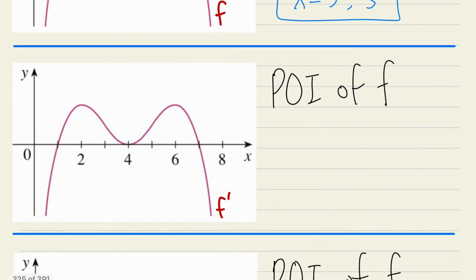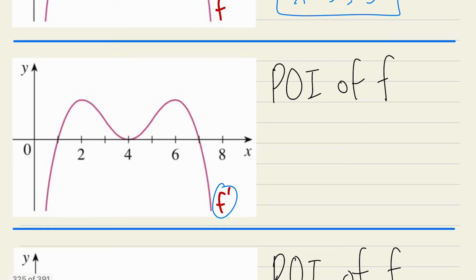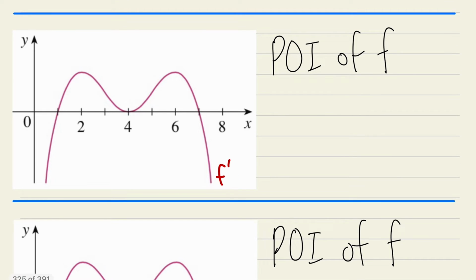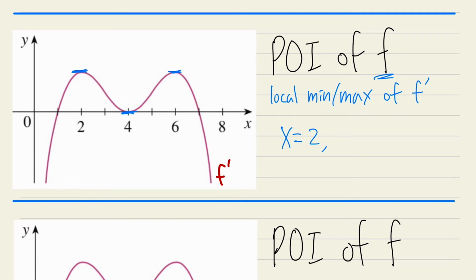Now, next it gets trickier because we are given f prime, which is just the first derivative, and we have to answer the question regarding the original function f. So how can we do it? Well, the quick way to do it is, if you want the point of inflection of f, this is actually just a local min or max of the derivative graph. As we can see, we have a local max here, local min right here, and a local max here. So we have 3 of them. X equals 2, 4, and 6. And then we are done.